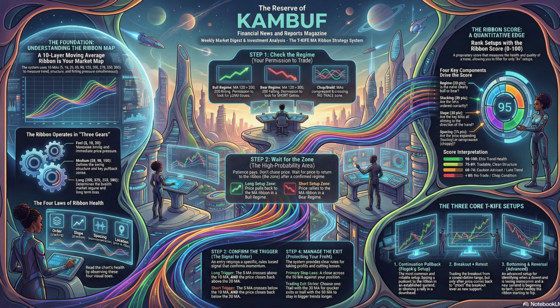Exactly. So what does a score of, say, 15 on the stacking component tell me? A score of 15 means 3 of those 5 pairs are correctly stacked. So for example, the crucial medium to long-term structure might be perfectly aligned. 50, 120, 200 are all good. But the short-term MAs, the 5, 10, and 20, they might be all tangled up. I see. It tells you the overall structure is fine, but there's short-term internal confusion. So you should probably expect a volatile entry or a messy pullback. It's instant diagnostic info.